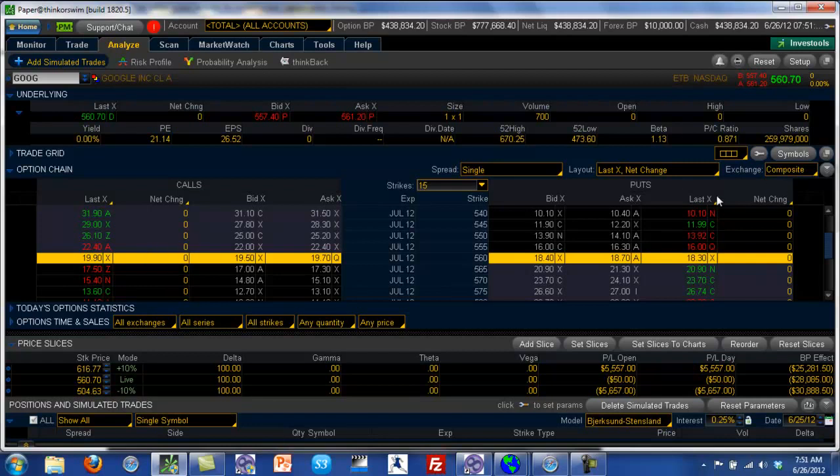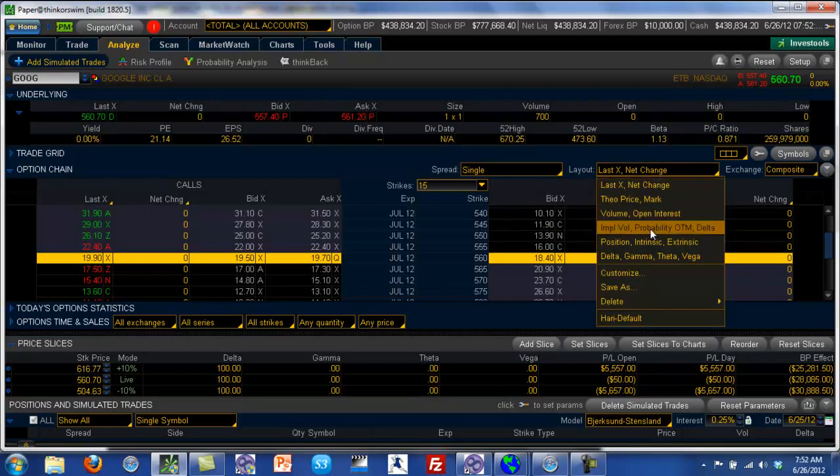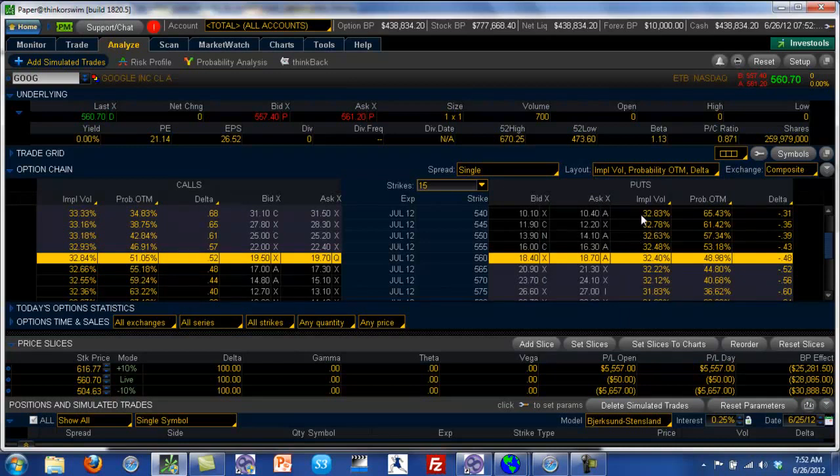Now, what you also can do is change the layouts of these screens. So here we have your bid ask prices, then you have the last traded price, and you have a net change. Now, the bid ask is the only two things that you cannot change on a screen. They're always constant, but you can change all the other stuff. So you can put the implied volatility, you can put the probability of this option going out of the money, then you can put all your Greeks and things like that.